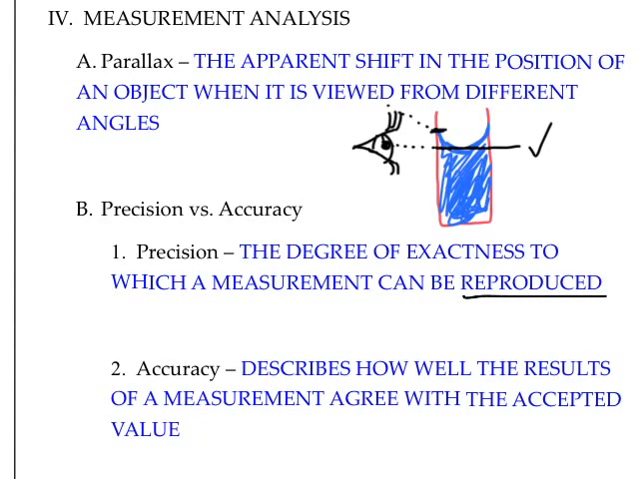Whereas accuracy describes how well the results of a measurement agree with an accepted value. You might get this on the first try. In order for something to be accurate, you do not have to have reproduced values. You just need to get the result that agrees with the expectation that you have in the lab itself. So only one trial is necessary for accuracy.